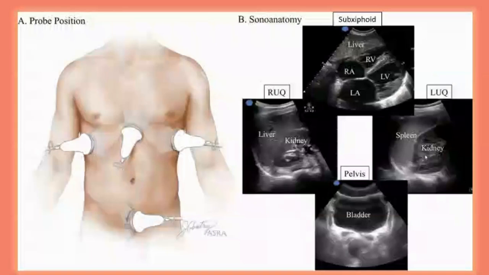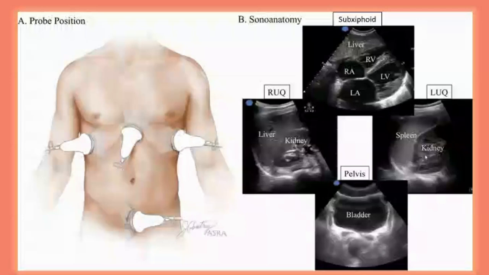So once again, just to go over the probe positionings. The right upper quadrant, you're going to be looking at your liver and your kidney and your diaphragm. So the main point there is to look at Morrison's pouch. And then your subxiphoid view is to determine whether there's free fluid in the pericardial space and to assess filling and contractility of the heart.